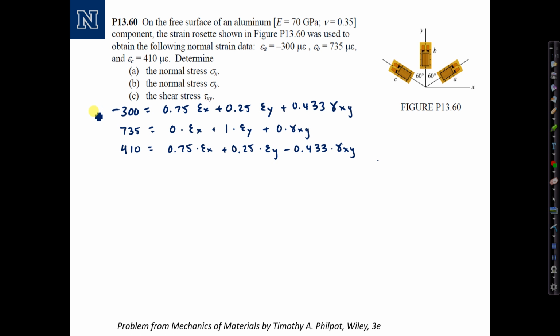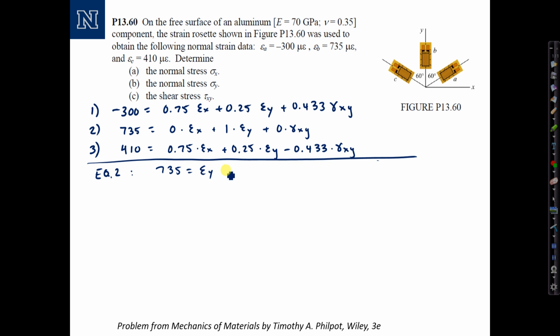I'm going to label these equations: equation 1, equation 2, equation 3. Equation 2 is a gimme. This one is very easy. We observe that epsilon x and gamma xy drop out of the equation. So equation 2 allows us to solve directly for epsilon y. 735 equals 1 times epsilon y. That one's easy. And the units are microstrains. So sorry, I should write epsilon y equals 735 microstrains.